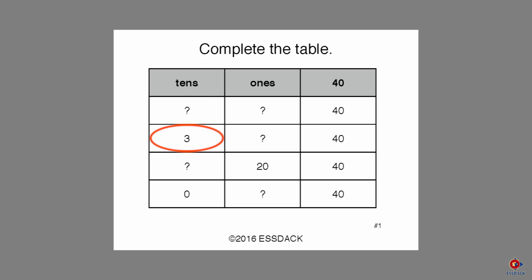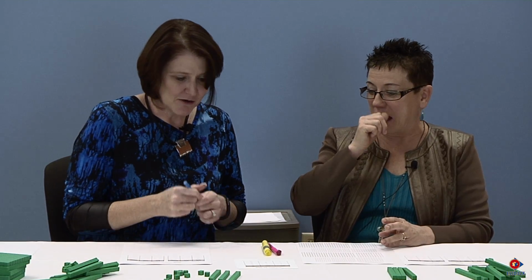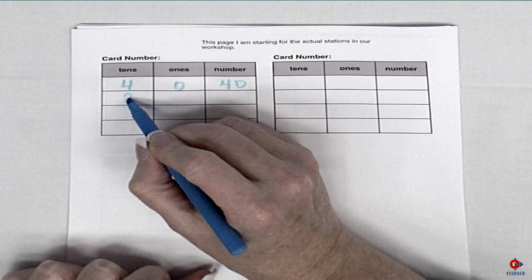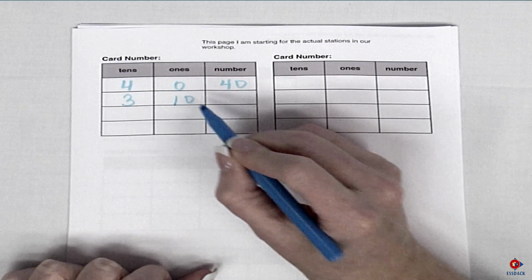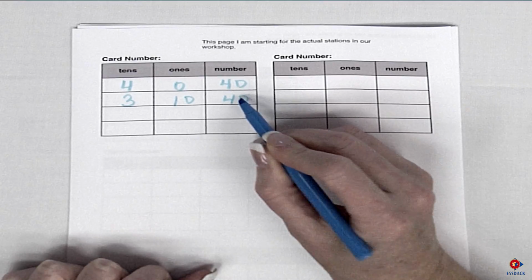So a student would record 4 tens, 0 ones is 40. The value is 40. Okay, but on the second row, it only gives me 3 tens here. So if I have 3 tens, but I need to get to 40 and I'm not allowed to use any more tens, how am I going to do that? There, you grab 10 automatically. Perfect. So 3 tens and 10 ones is also 40.